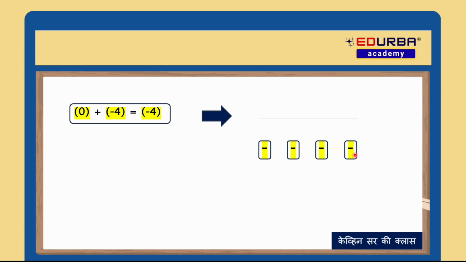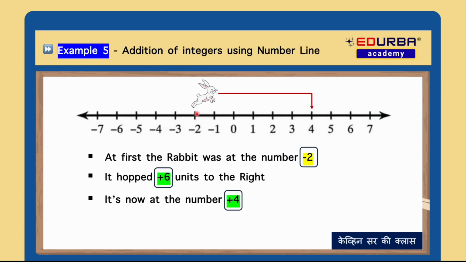So how many boxes do we have? 4 minus boxes. Our bunny is very energetic. It's not tired of hopping. Okay, so you also have to be energetic in order to learn this lesson.